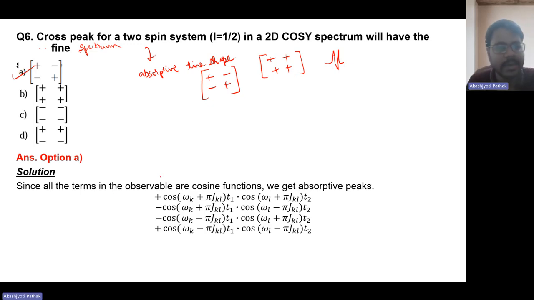So that is what I was explaining. Since all the terms in the observable are cosine functions, we get absorptive peaks. And how will you determine the sign? The 4 terms that we get each give us 4 individual peaks in the fine spectra. So these are plus minus minus plus. That is what is shown, plus minus minus plus.